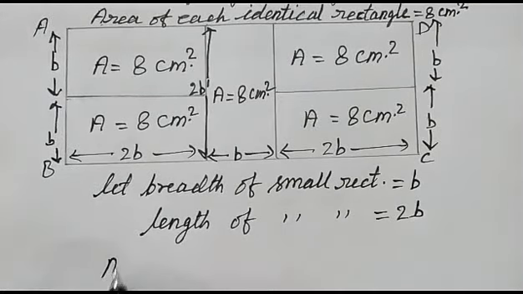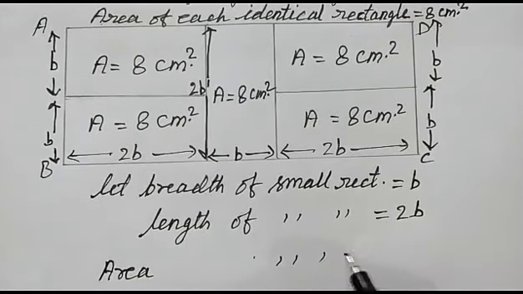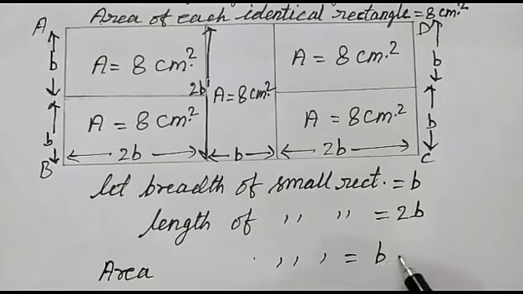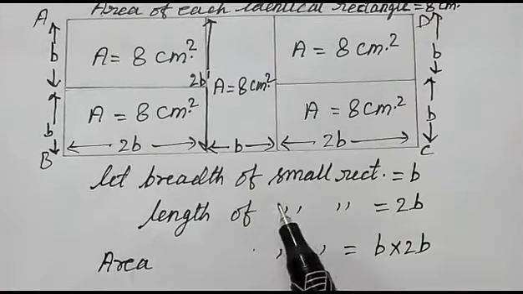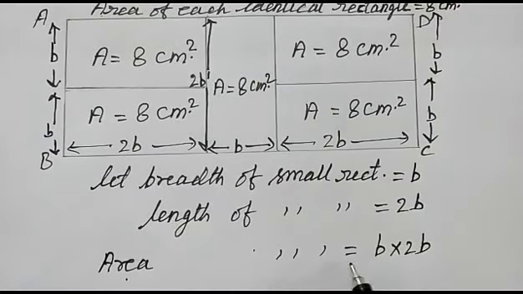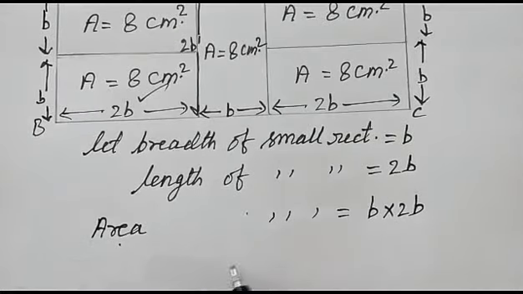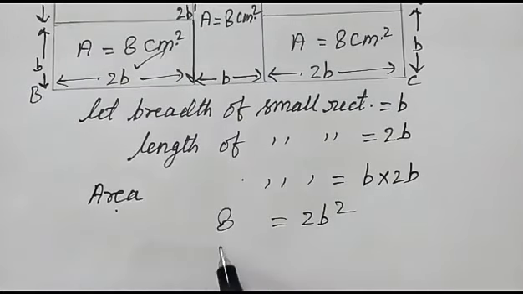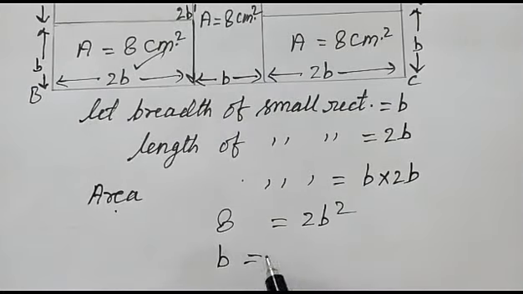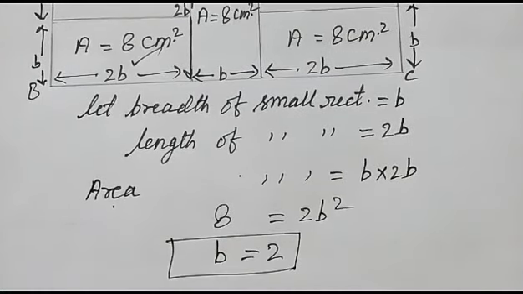So the area of a small rectangle will be B into 2B, right? As we have been given, the area of a small rectangle is 8, right? So we can write 8 is equal to 2B square, right? So B will be equal to 2, right?